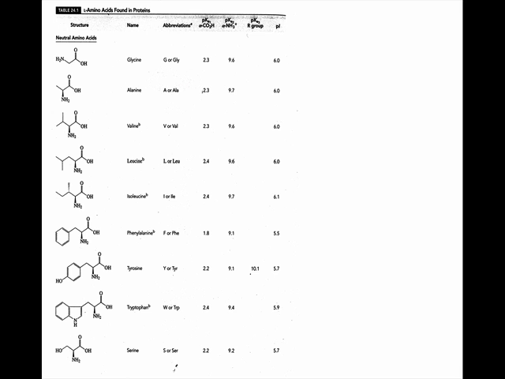Now you can have other types of amino acids. You can have beta amino acids. You can have gamma amino acids, delta amino acids. It's a lot of the work that my research group works on, how do we synthesize those types of things. We'll talk a little bit more about that later.